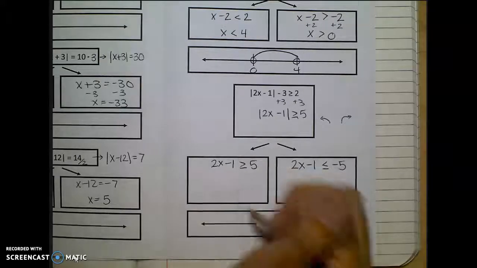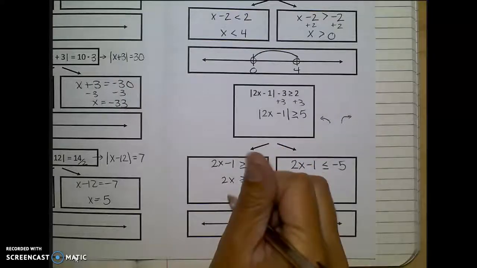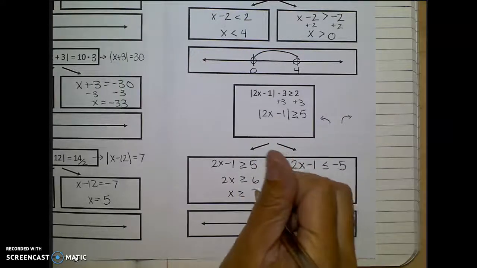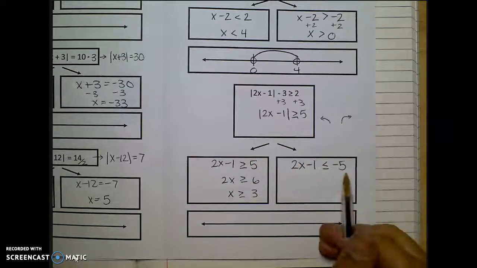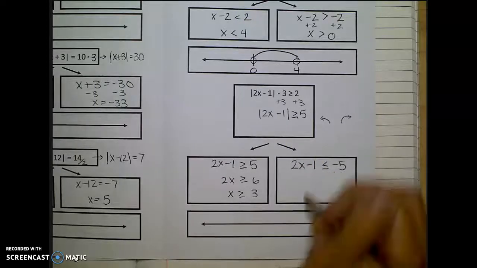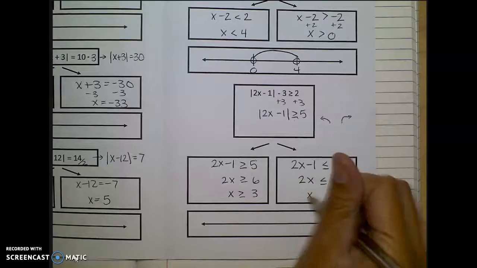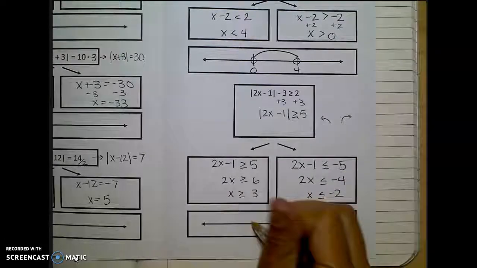Okay, then we solve each one. So 2x is greater than or equal to 6, and x is greater than or equal to 3. Now over here again, because I changed the sign, I have to change my inequality. So that's why it changed from here to here. And I'd have 2x is less than or equal to negative 4. So x is less than or equal to negative 2.